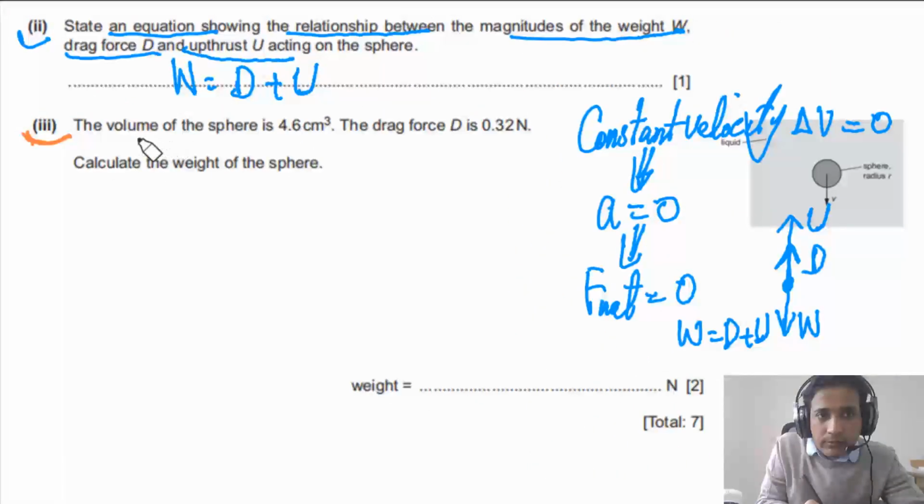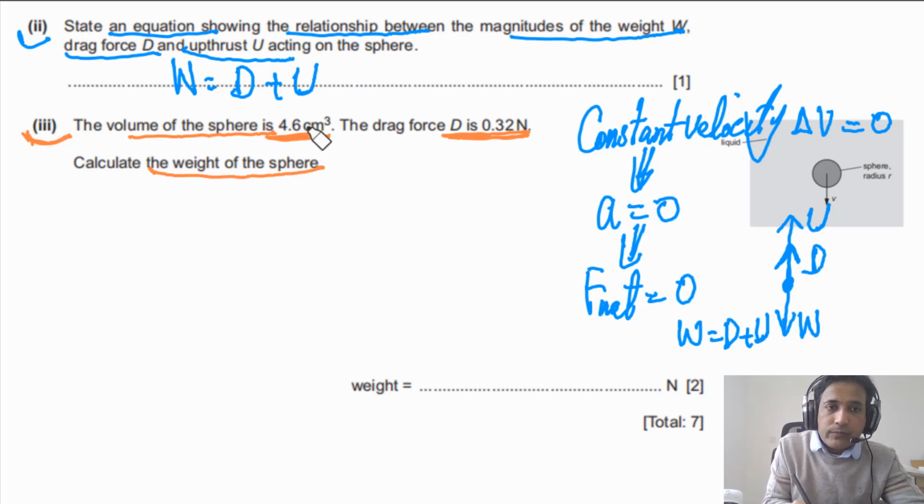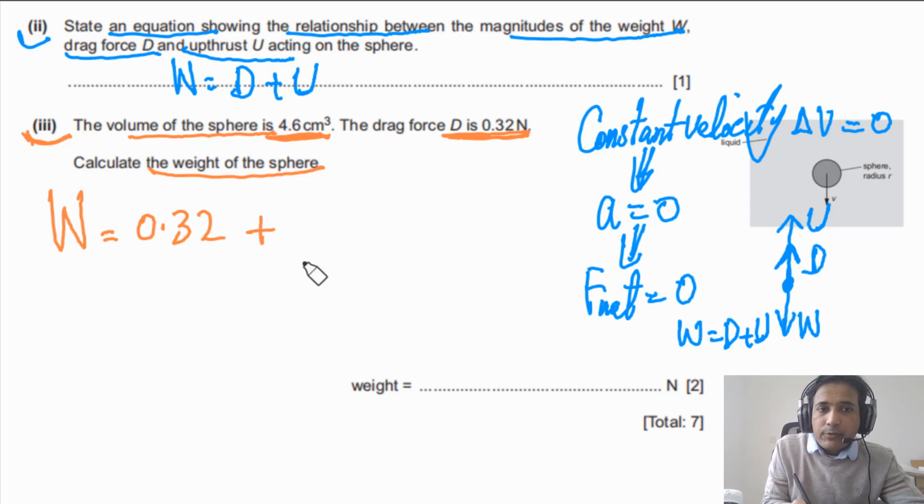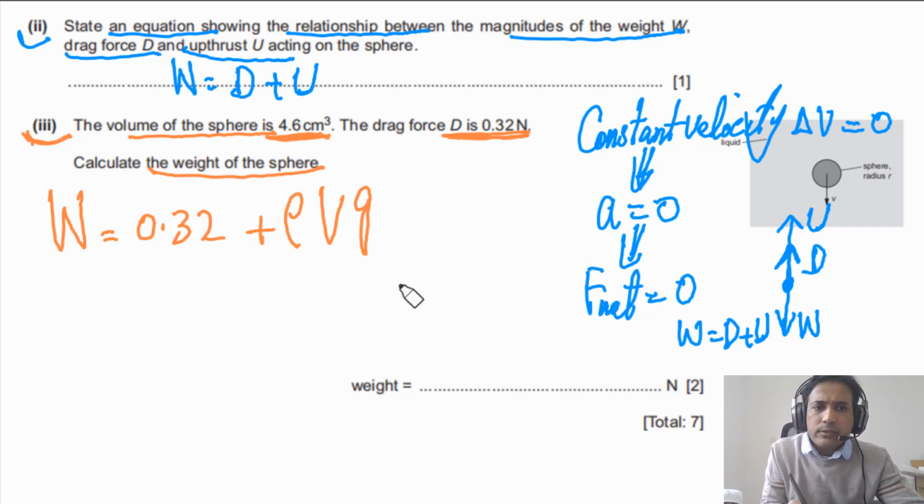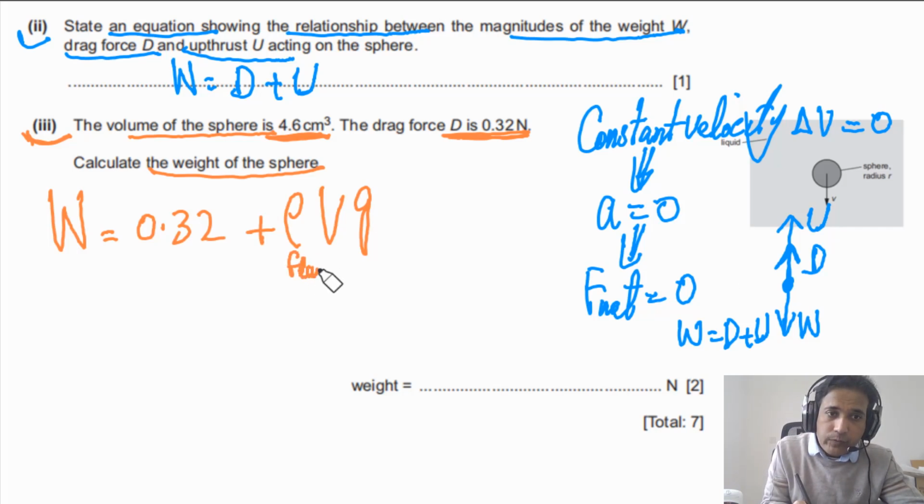So we need to write down W is equal to drag force plus upthrust, because forces are balanced. For the last part, it is given to us that the volume of the sphere is 4.6 centimeters cubed. The drag force is 0.32 newtons. We need to calculate the weight of the sphere, and we have already written the equation, so we can rewrite it. W we need to find out, and the drag force is 0.32 newtons plus upthrust. Upthrust is equal to rho V. But we need to be very clear about this: rho is the density of the fluid, and V is the volume of fluid displaced.